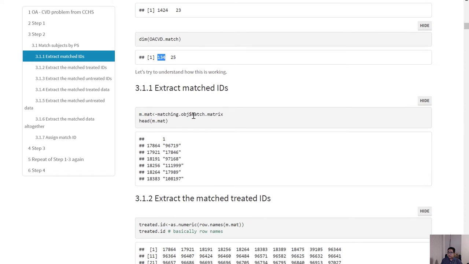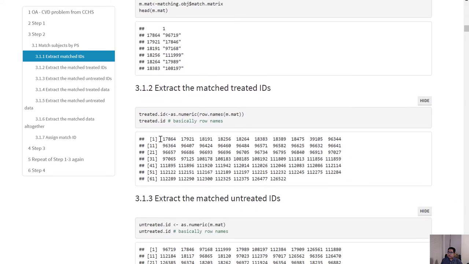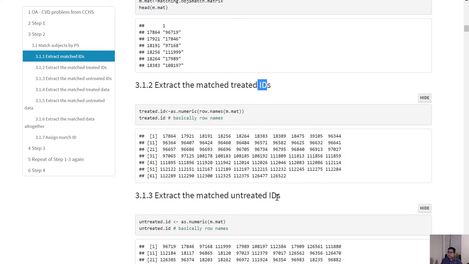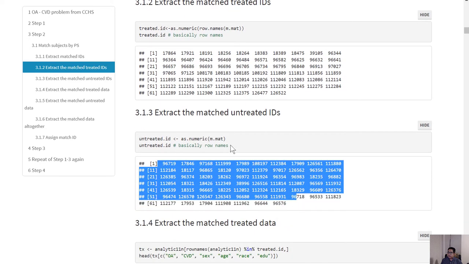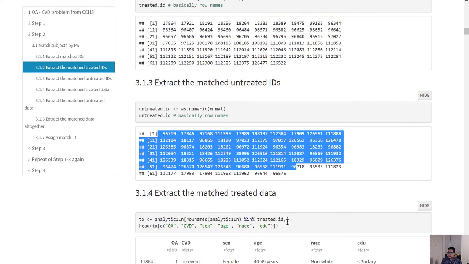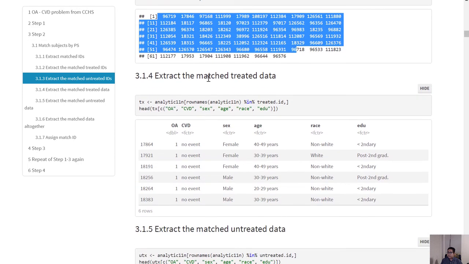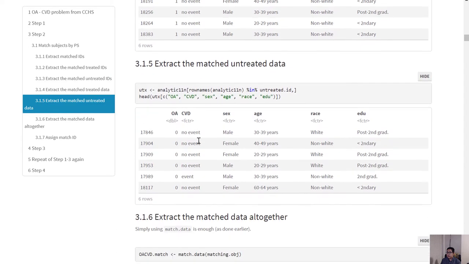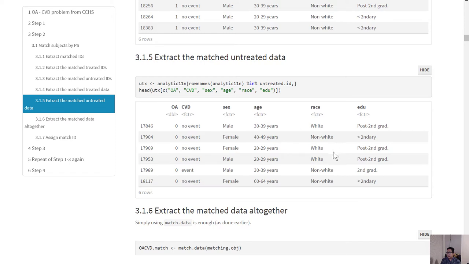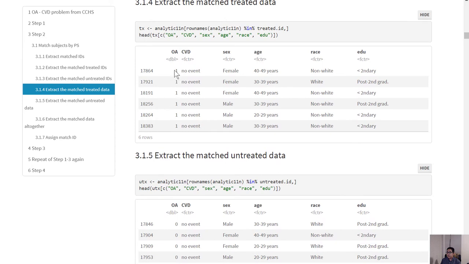probably good to know that if you are using the match matrix, you can extract exactly who was in the matched data, and then you can also extract who were your treated subjects, who were your untreated subjects by using these commands. And you can also try to extract the matched treated data, and you can also try to extract the matched untreated data. So everybody here is OA equal to 0, and everybody here is OA equal to 1.